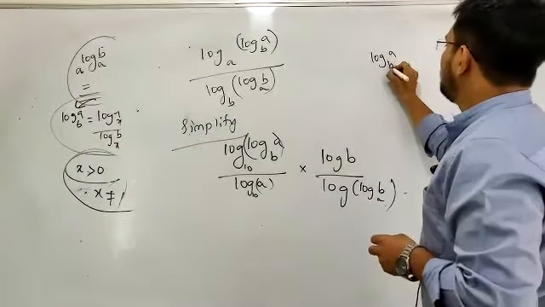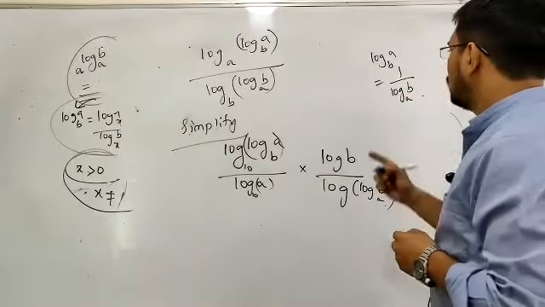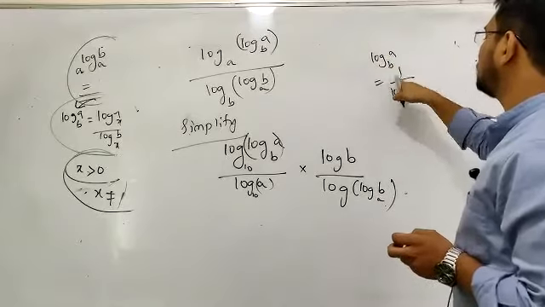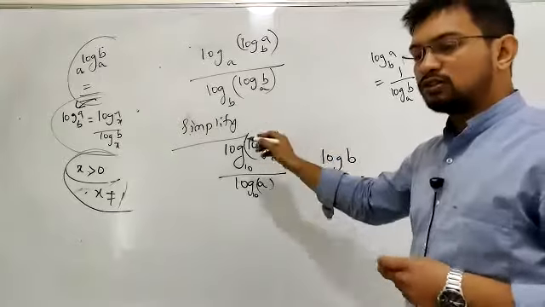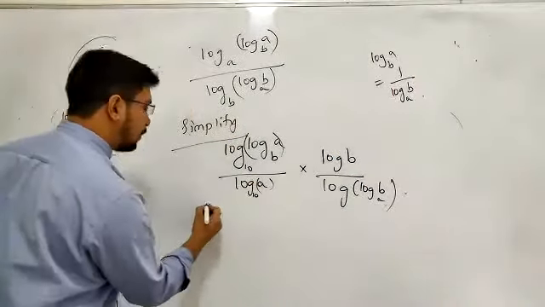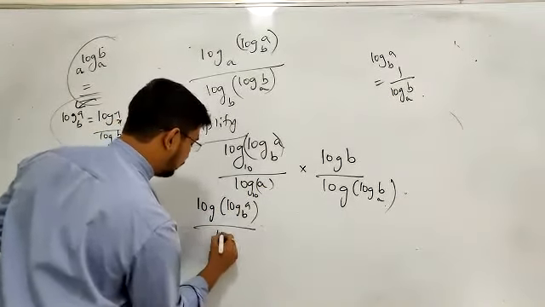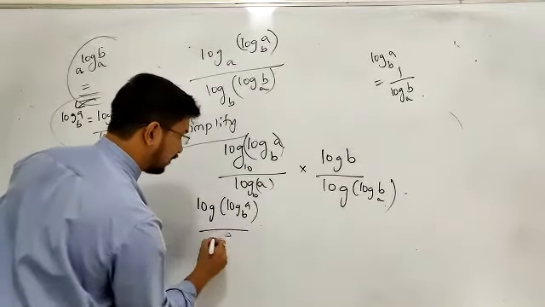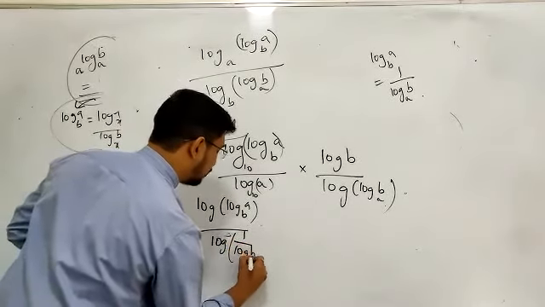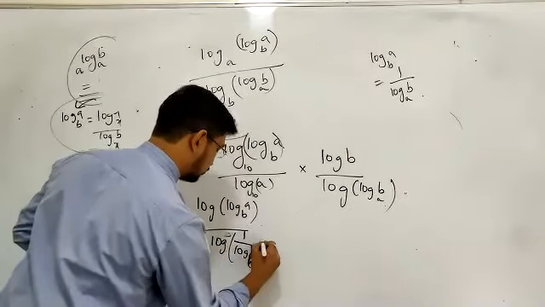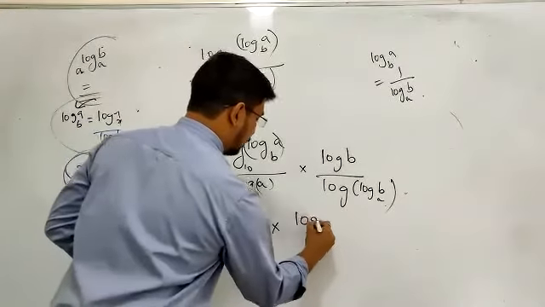Log a to the base b is 1 by log b to the base a. Log a to the base b is equal to 1 by log b to the base a. So this one and this one are reciprocals to each other. So I can write it as this part is something like log of log a to the base b divided by log a. Divided by this part I'll write it as log of 1 by log b to the base a. Log b to the base a I can write like this. Into this is log b by log a.